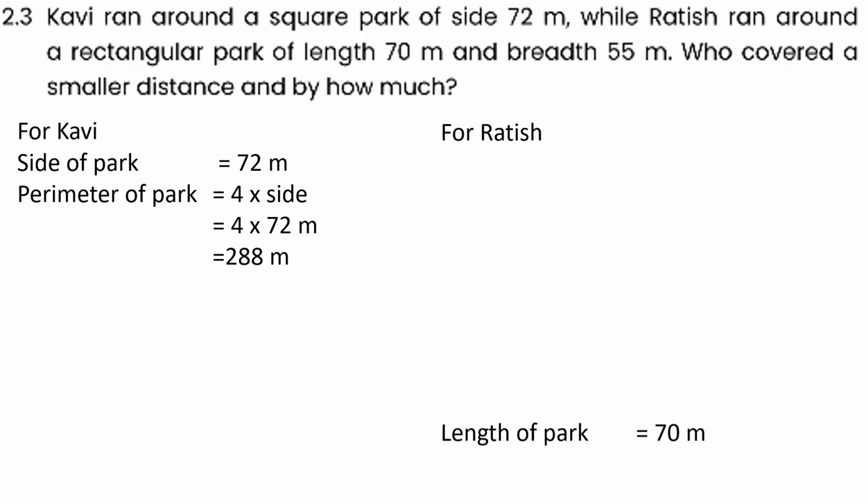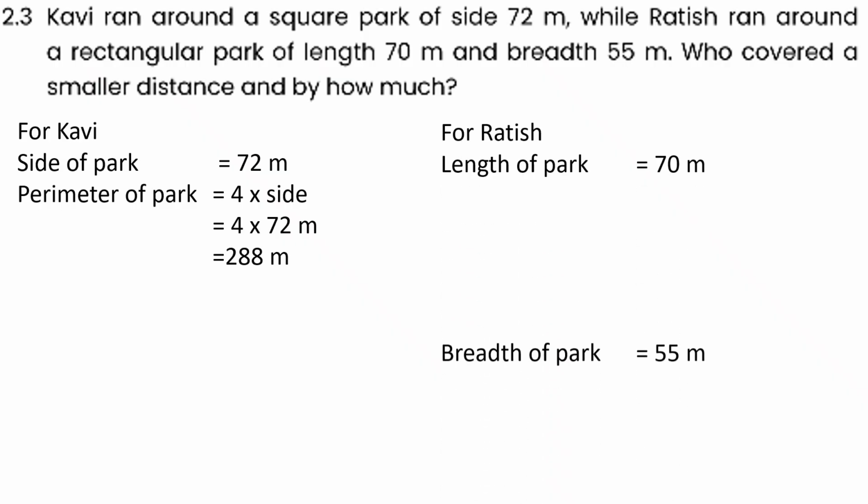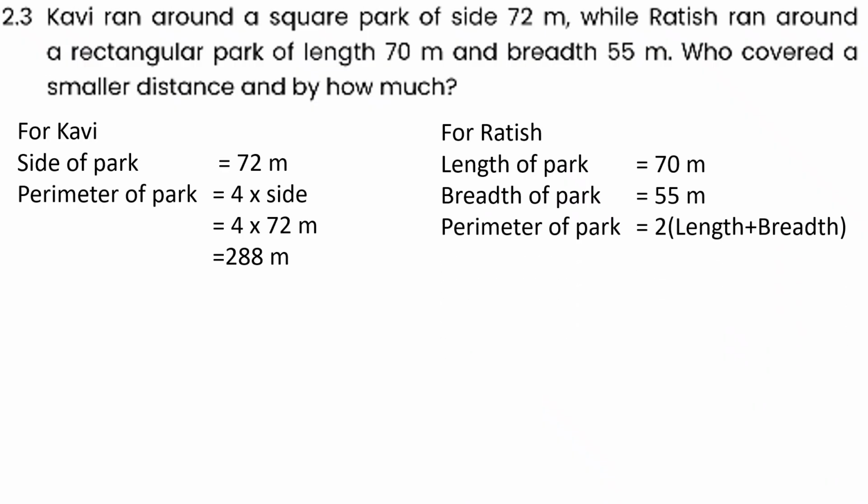And for the rectangular park, length of park 70 and breadth is 55 meters, then perimeter will be 2 into length plus breadth. Write the values of length and breadth. Firstly you will add it. When you add you will get 125, then multiply it by 2. This is your 250 meter.